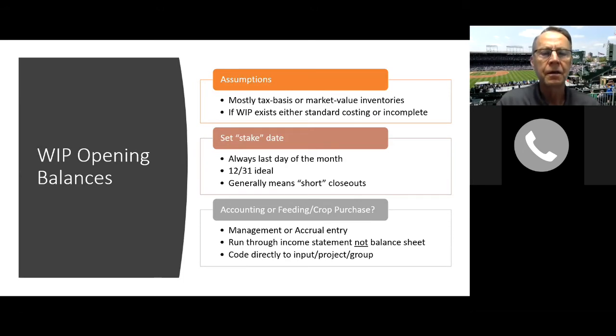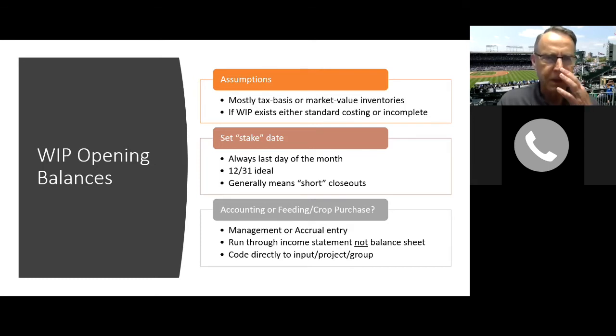Welcome again. We're covering some specialized entries and processes with FBS E.CLIPSE management accounting. One of the first things is how do you get the opening balances into the system?